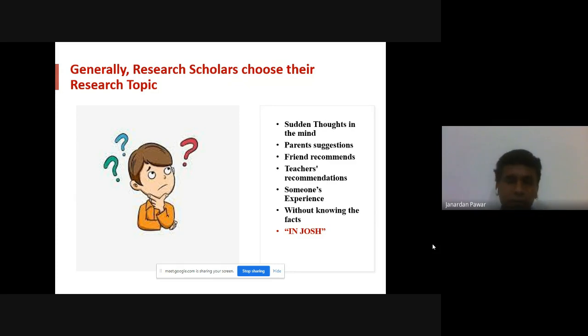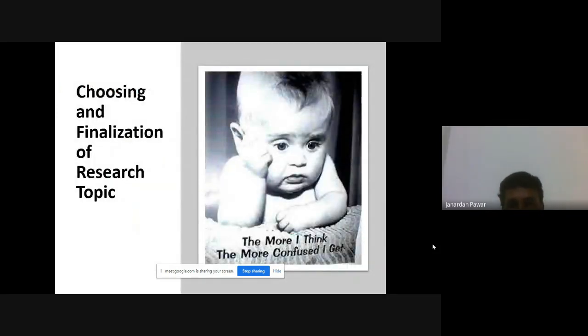What is the right way? See, this picture talks a lot. Just look at the picture. Choosing and finalization of research topic. What happened? The more I think, the more confused I get. So this is a situation of you guys right now.